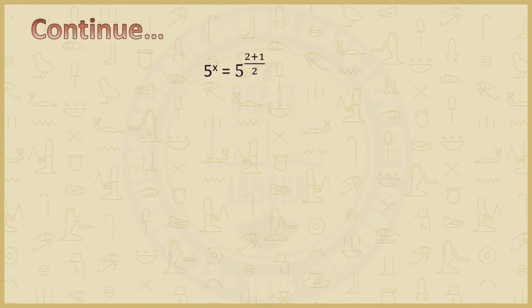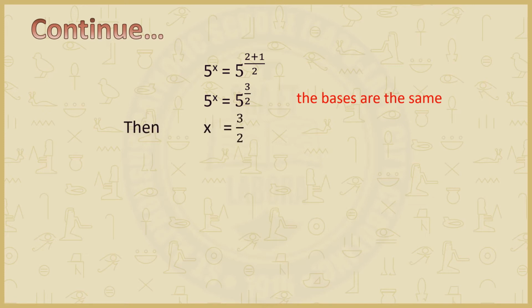So we are going to simplify this one. We have 5 raised to x is equal to 5 raised to 2 plus 1 over 2. So 2 plus 1, the answer would be 3, and the equation becomes 5 raised to x is equal to 5 raised to 3 over 2. Since the bases are the same, now we will be using the property of equality of the exponential function, and x is equal to 3 over 2. Thus, the logarithm of 5 square root of 5 to the base 5 is equal to 3 over 2.